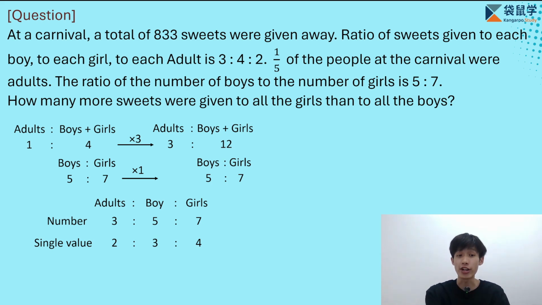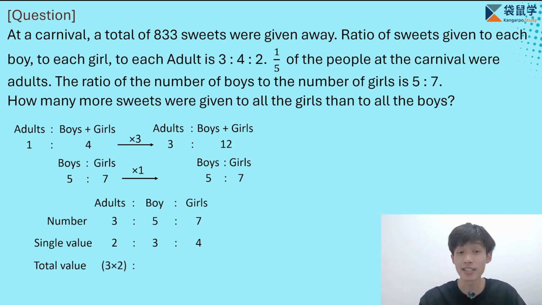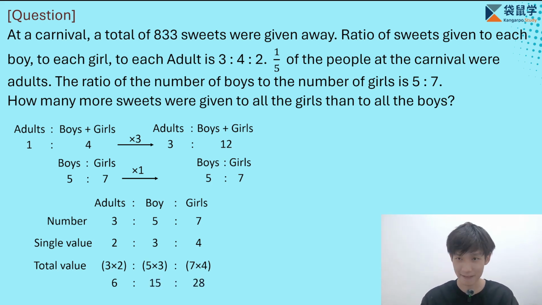Now we know the number ratio and single value ratio. How can we get the total value ratio? Yes, by just times them all together. So 3 times 2 for adults, 5 times 3 for boys, and 7 times 4 for girls. And now we have the total value ratio equals 6 to 15 to 28. Now we have the total value ratio. And what do we know about total values? Total number of sweets.